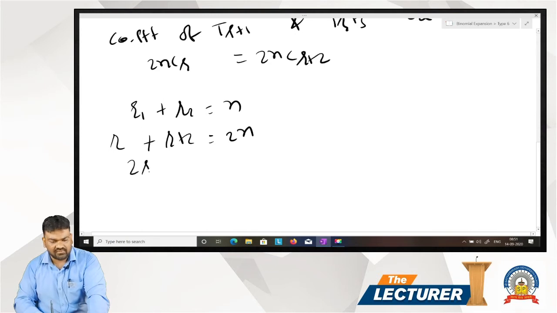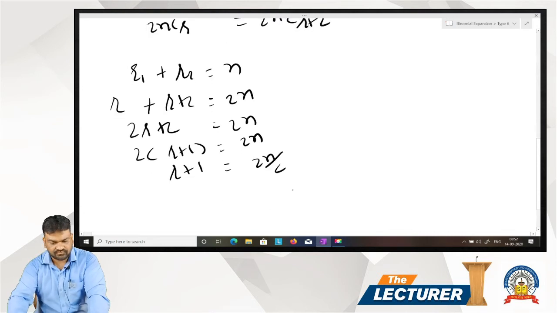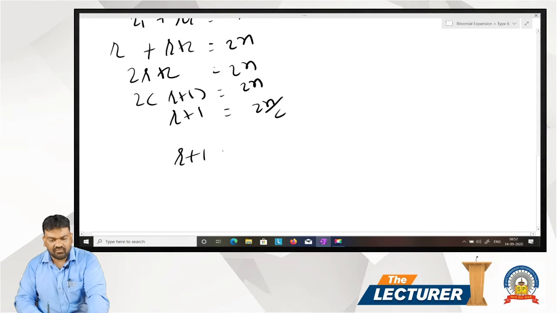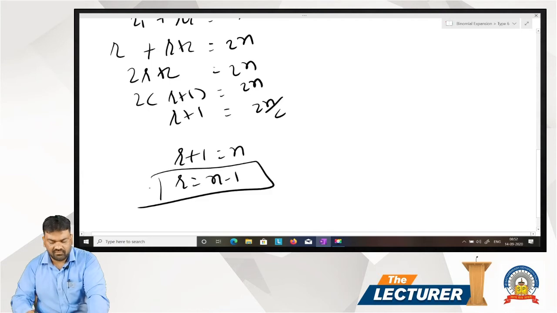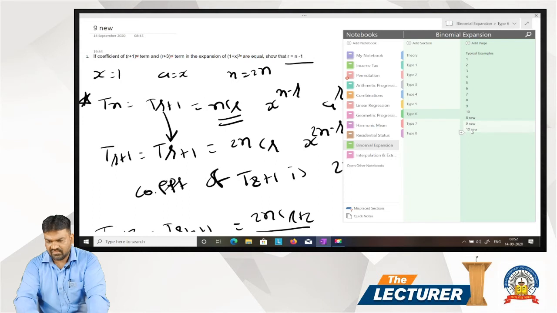r plus r, that is 2r plus 2, is equal to 2n. Take 2 common: r plus 1 is equal to 2n by 2. So r plus 1 is equal to n, so r is equal to n minus 1. We had to prove r is equal to n minus 1. That is proved.